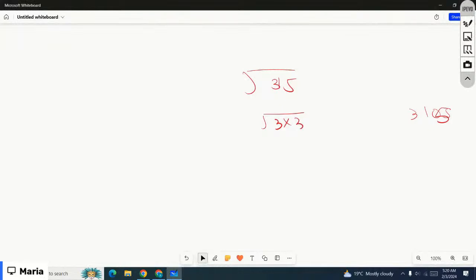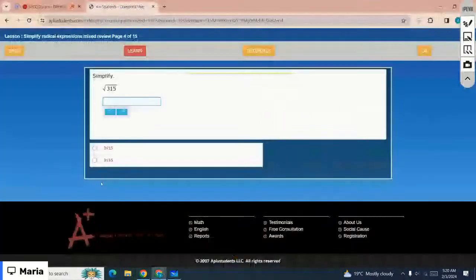3 times 7 times 5, right? When you multiply them, they make 315, right? So you can write 3 squared and 7 times 5, right? So the square and square root cancel out. You are left with 3 square root 35. So the correct option is 3 square root 35. Got it? Option number 2 is the correct option. Got it?